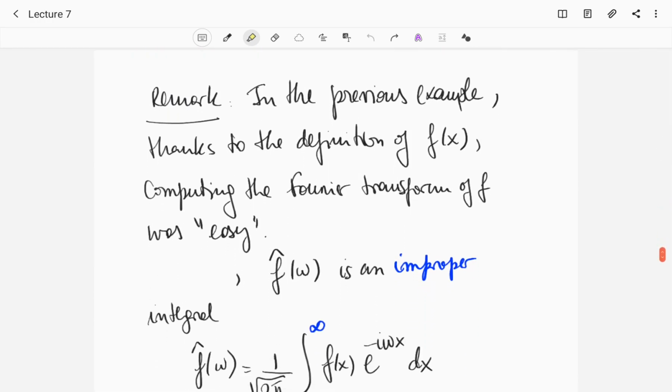Some remarks about this example. Thanks to the definition of this f in the previous example, computing the Fourier transform of f was easy. I don't know what happened here, but let's continue. So the Fourier transform of f in omega is an improper integral.